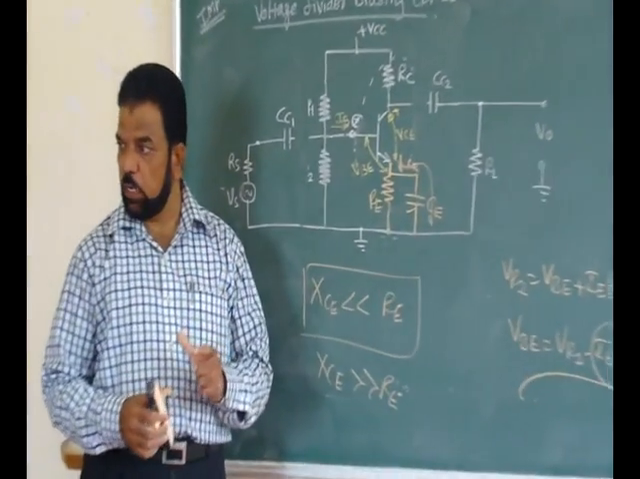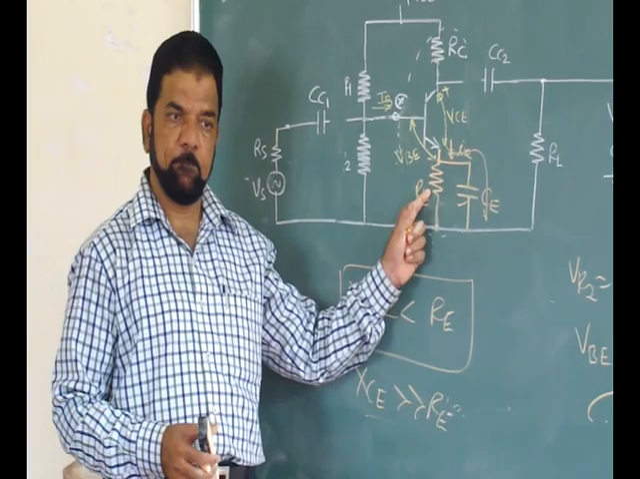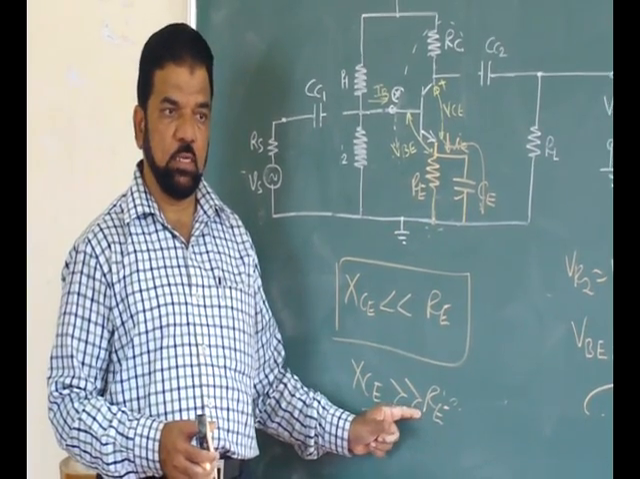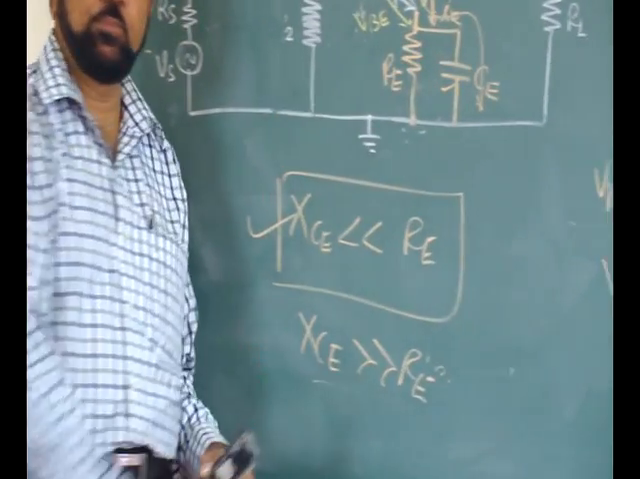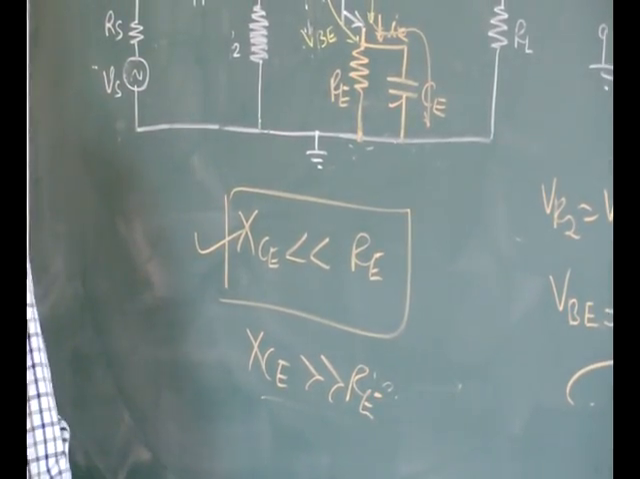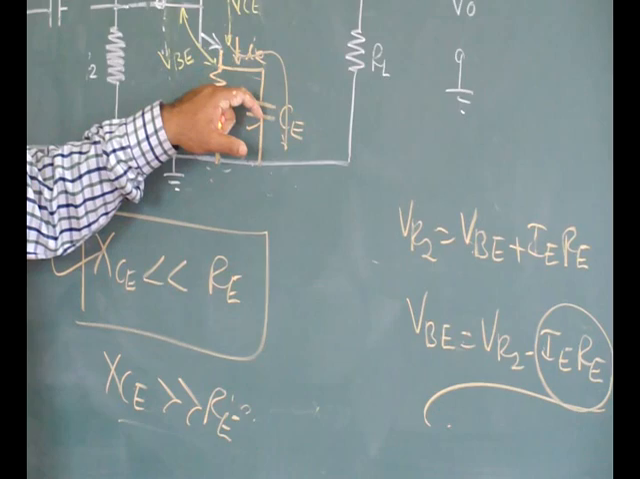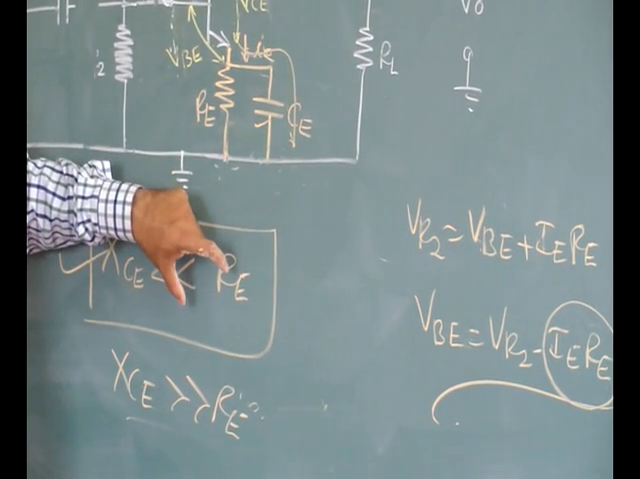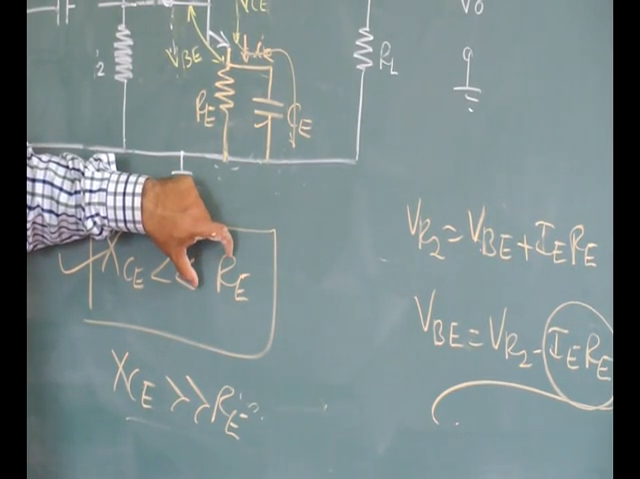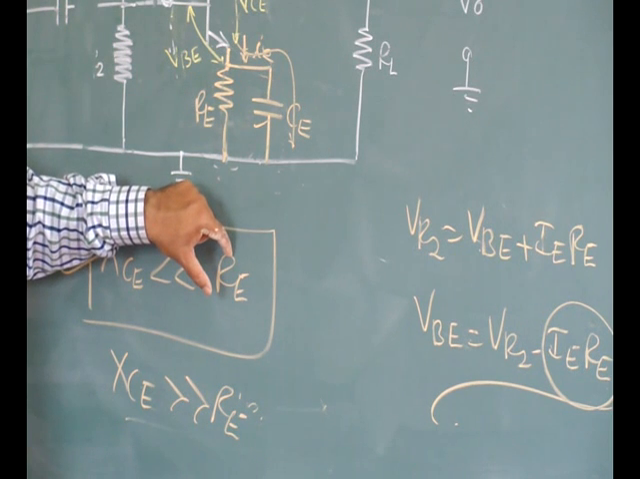Then the majority of the current passes to RE only. That is again a wrong design. But if you go with this equation, XC much less than RE, definitely almost all the current will flow through C. Much less, how much? Then you have to use the approximation.